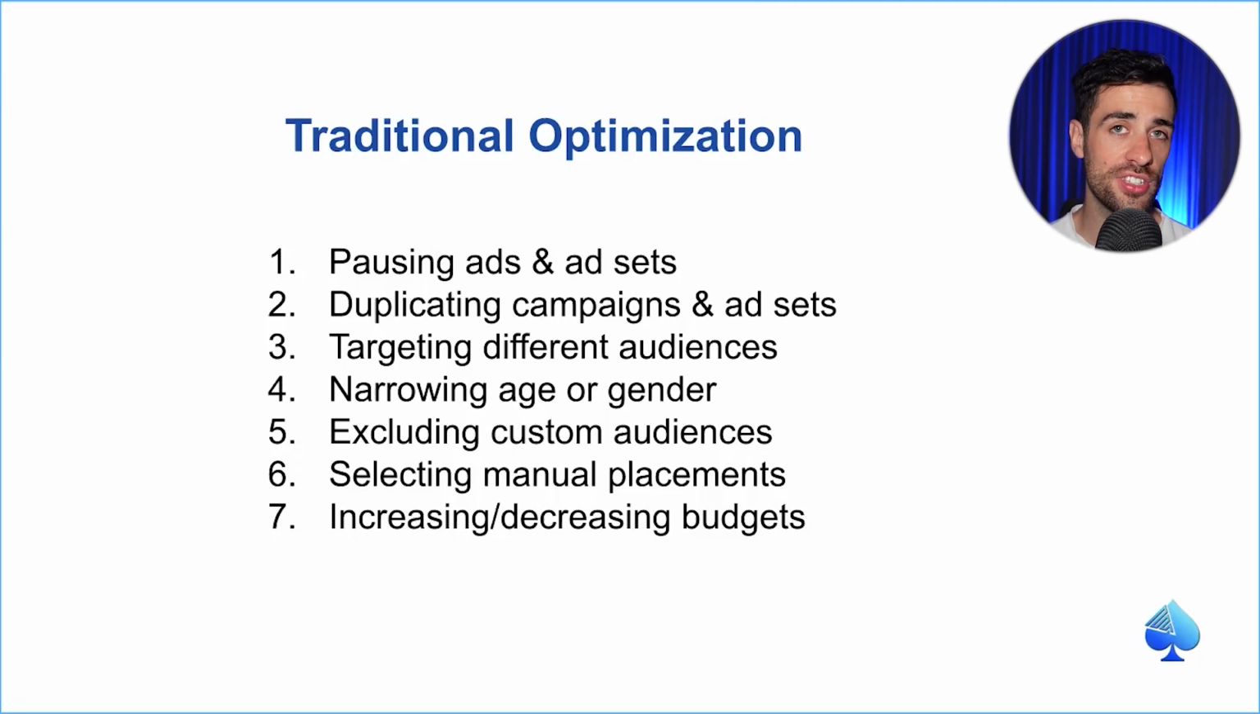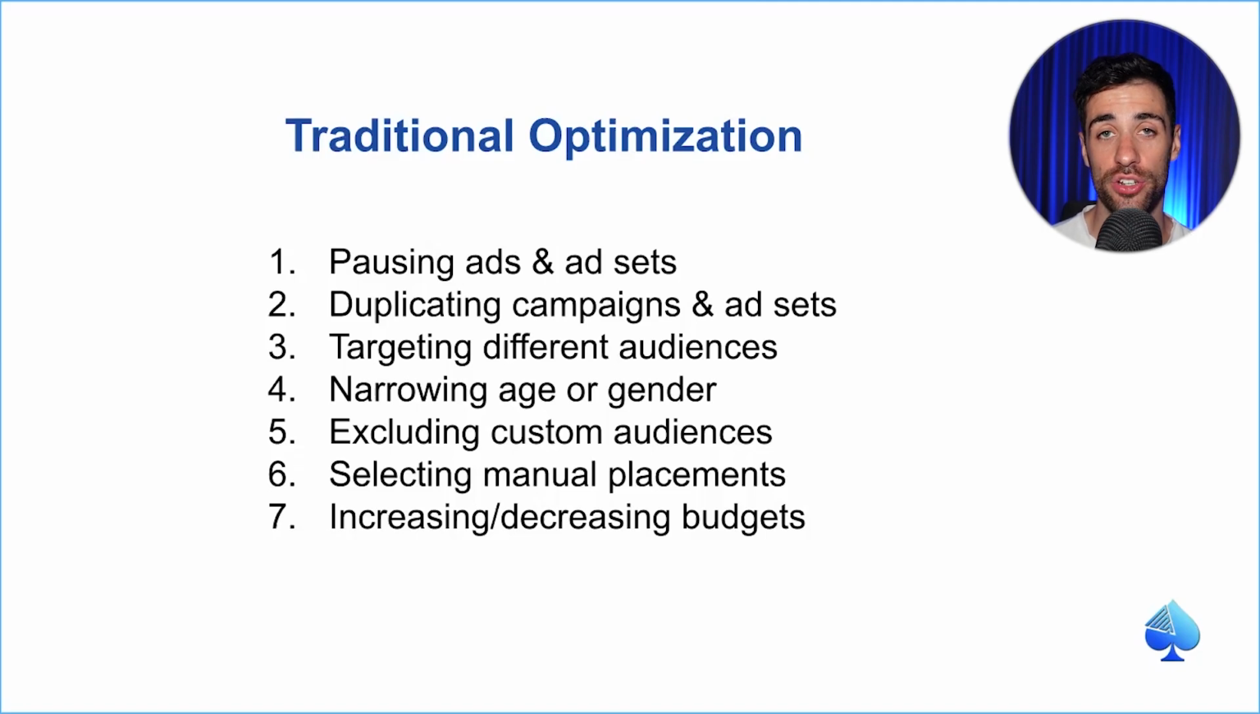Targeting different audiences. If you have something that's working, you might try the same things on different audience, different interests. Or likewise, if you had something that stopped working, you might try the same thing that had been proven on one interest and try it on a different interest or something, or lookalike, whatever that audience may be. We had narrowing age or genders. We had excluding custom audience as well.